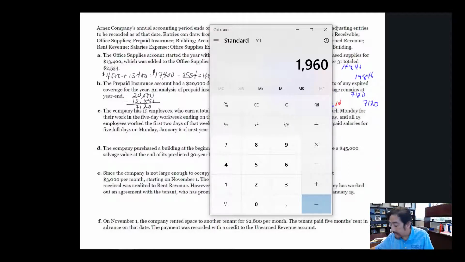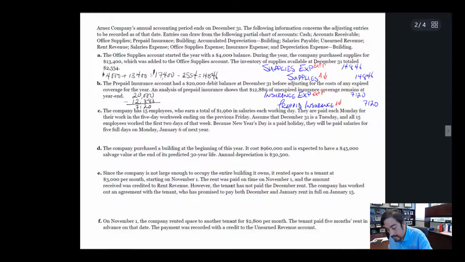1960 a day times 2 is 3920. 3920 is the amount. Let's see. 1960 times 2 is 3920. That's the amount of salary that we need to record for the 2 days.